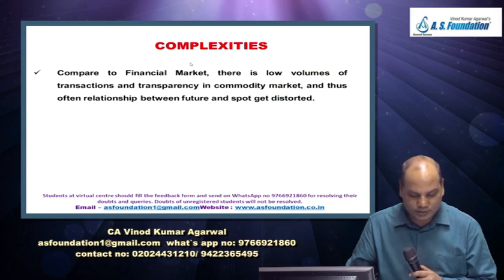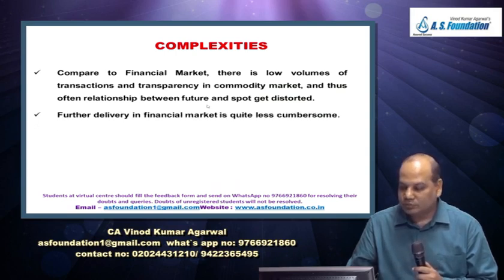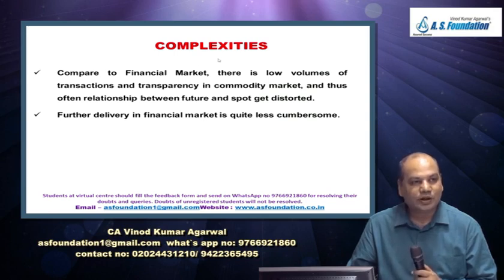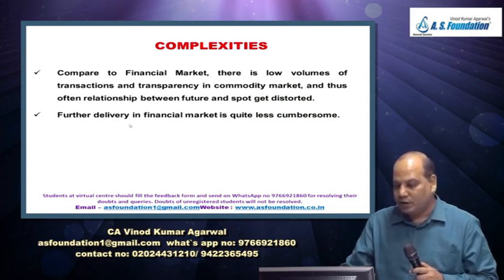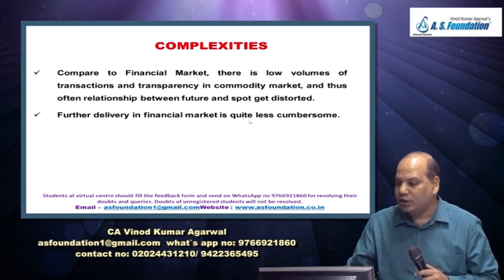Second is the complexities. Compared to financial market, there is low volume of transaction and transparency in the commodity market, and thus often the relationship between the future and the spot gets distorted. So that means the theoretical future price and the actual future price may deviate from each other. In chapter number 6 we took few problems and we found that what we calculated and what was available was different.